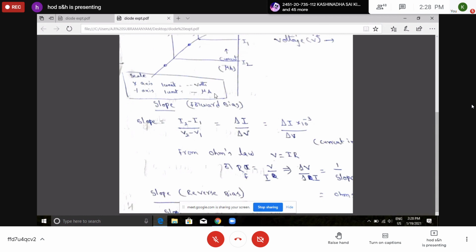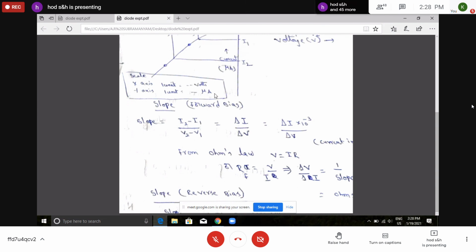For that, you should plot a graph by dividing the graph into 4 quadrants. First quadrant you take for forward bias, second and third quadrants you take for reverse bias. Take an appropriate scale and mark the points, draw the characteristic curve, and mark your experimental points with a circle or something. After getting the curve, you have to select 2 points on the curve other than these experimental points.